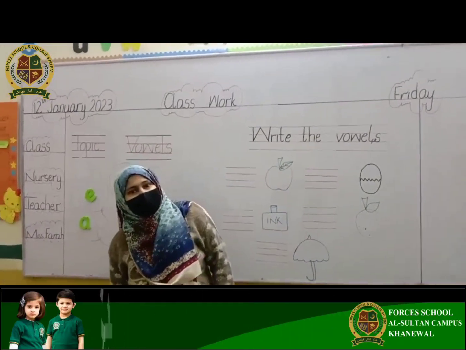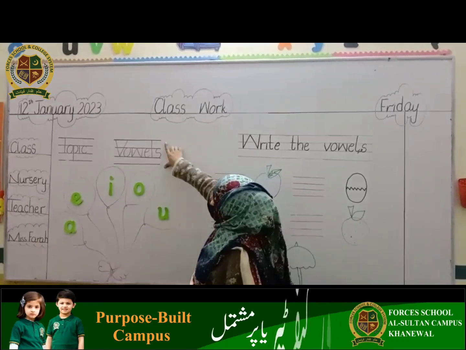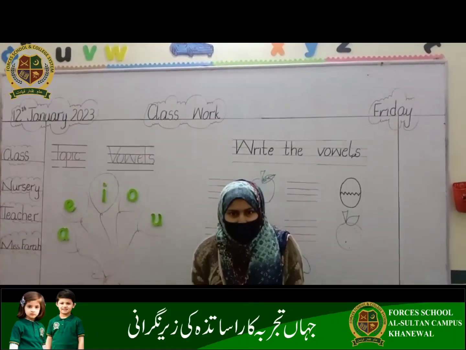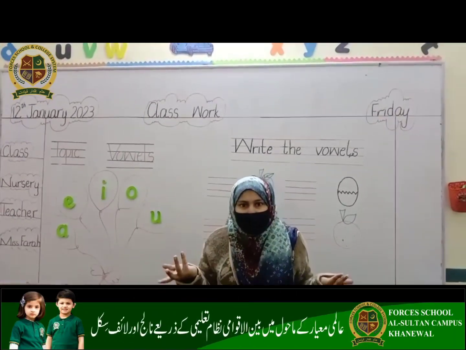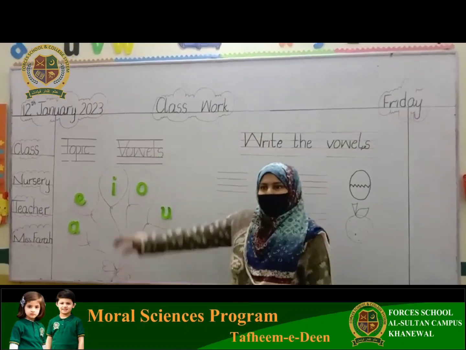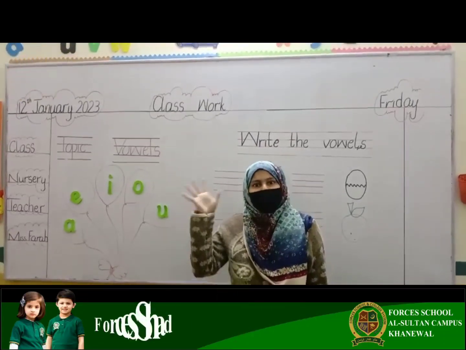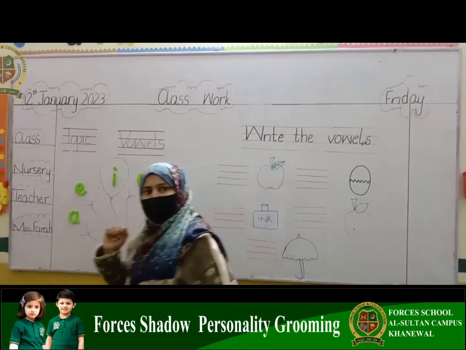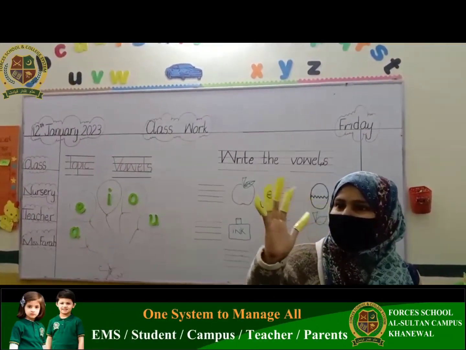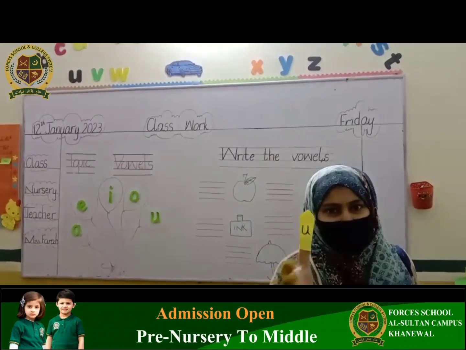Okay, today our lecture is vowels. How many vowels? Do you know how many vowels there are? There are 5 vowels, like my 5 fingers. Their names are A, E, I, O, U.